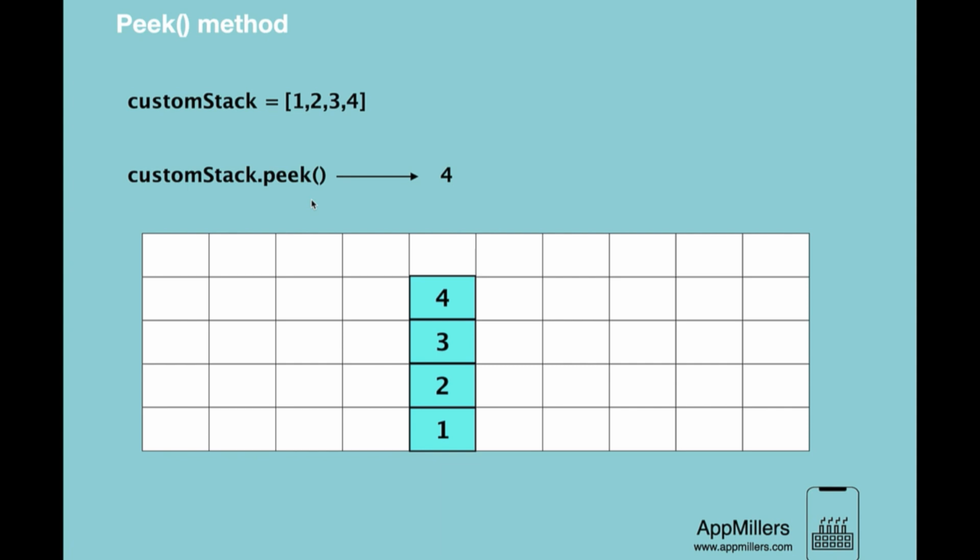This means that the peek method always returns the top element from the stack data structure. You might be interested in why we need the peek method. In some applications, we might want to check the top element in the stack without removing it. In this case, the peek method is very useful.